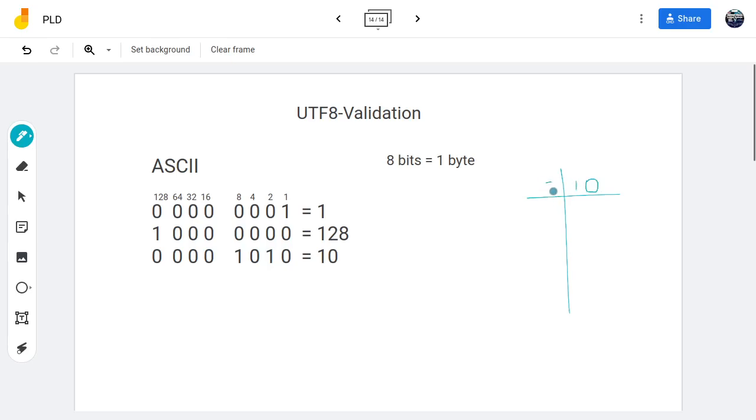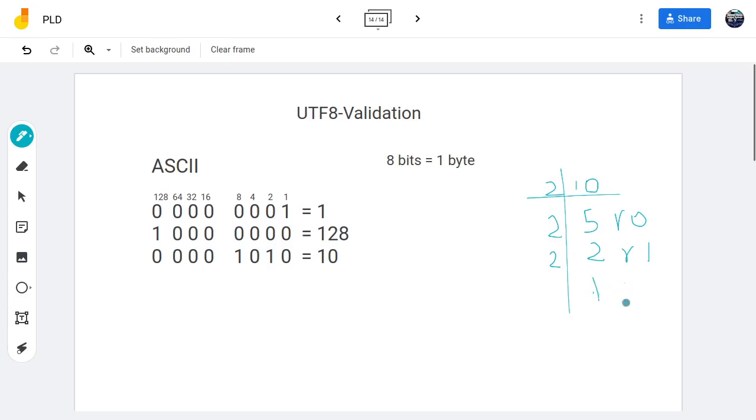So first you divide by 2, right? Dividing 10 by 2, we have 5, remainder 0. Then we divide by 2 again. Since you are converting from base 10 to base 2, it is 2 that will divide. Here of course you take the integer value. We have 2, remainder 1. Then dividing again by 2, we have 1, remainder 0.